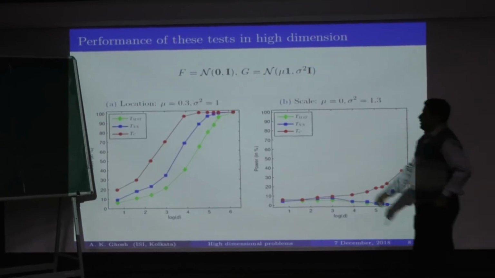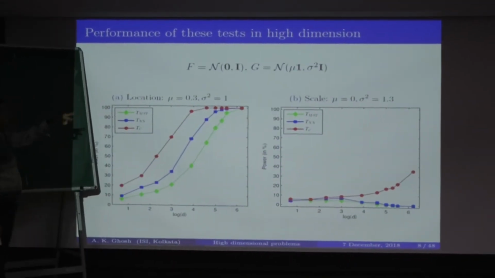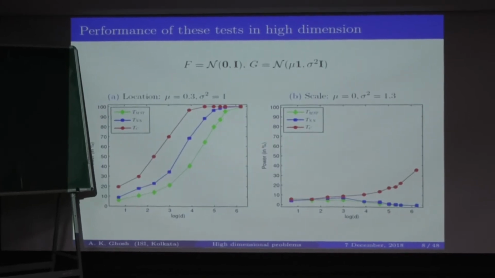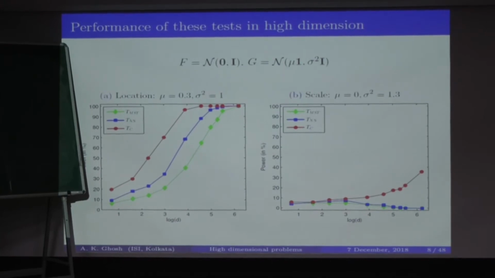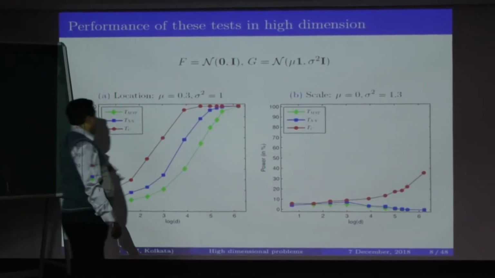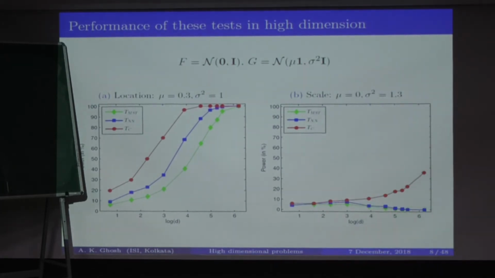So here I have considered a location problem, where sigma square is 1, that means the two populations F and G have the identical dispersion structure and they differ only in their means. In the case of the location problem, what do we expect? In this case, the power of all three tests is increasing with the dimension. The Cramer test is the best, and the other two are also increasing.